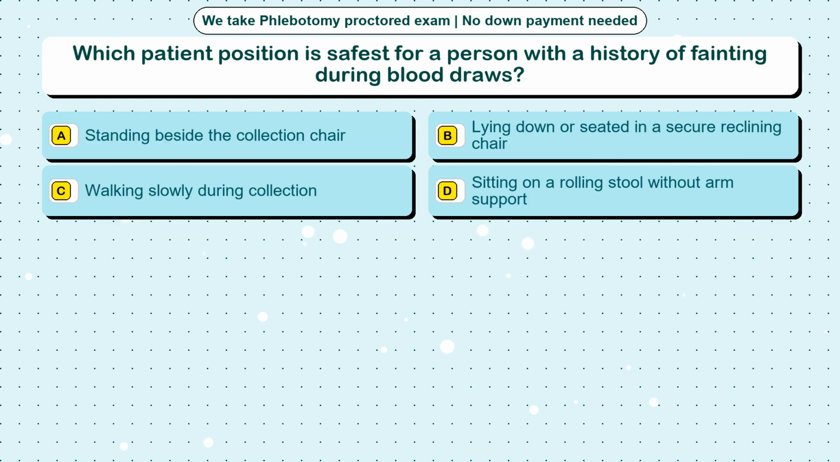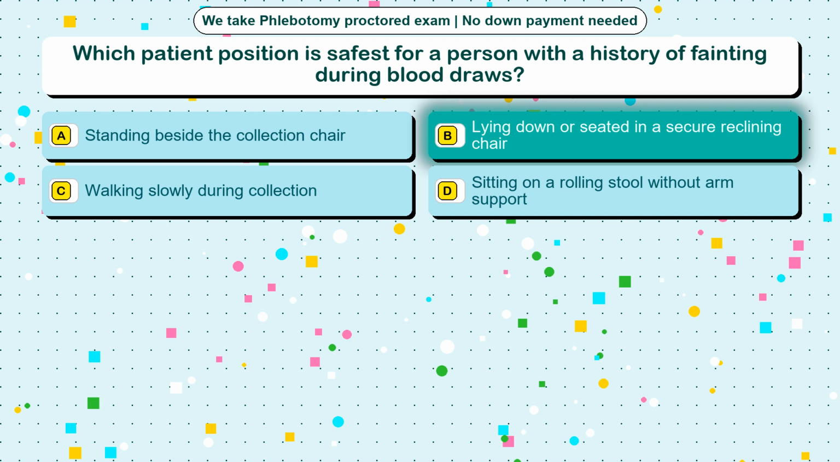Question 61. Which patient position is safest for a person with a history of fainting during blood draws? Option A. Standing beside the collection chair. Option B. Lying down or seated in a secure reclining chair. Option C. Walking slowly during collection. Option D. Sitting on a rolling stool without arm support. The correct answer is option B. Lying down or seated in a secure reclining chair.